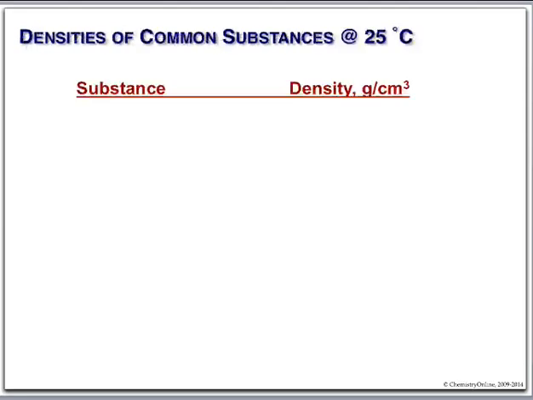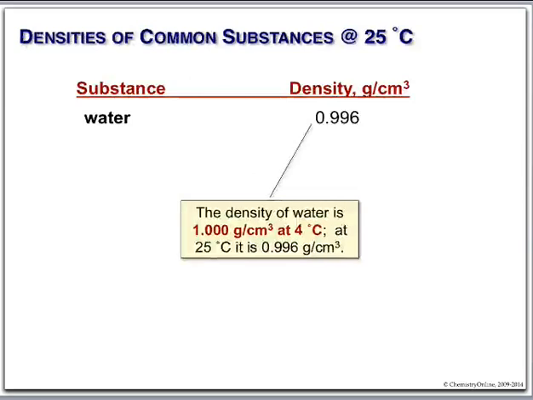All right, let's look at some stuff. People will often say water has a density of 1 gram per cubic centimeter. It does at 4 degrees centigrade, but at room temperature, which is about 25, it's actually less, 0.996, but close enough to 1.